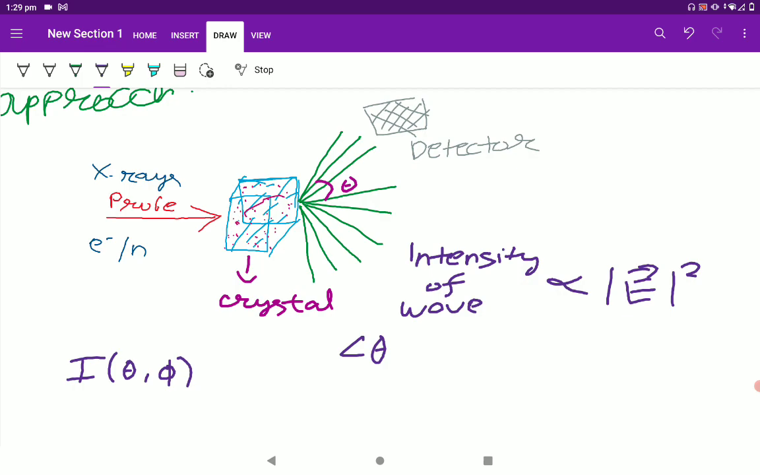So what about particles? How do you measure for particles? For particles, we measure the number of particles versus direction. The number of particles is like the intensity of the quantum wave function of the particles and is proportional to the square modulus of the wave function of the particle. So in case of particles, intensity is proportional to the square modulus of the wave function of the particles.